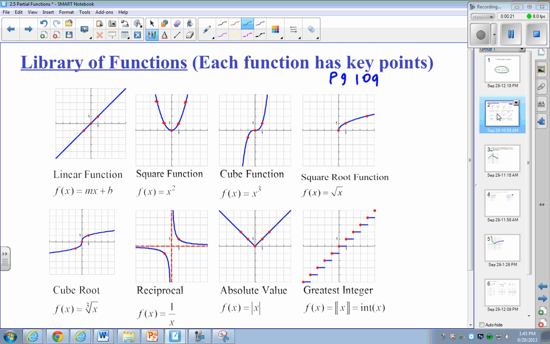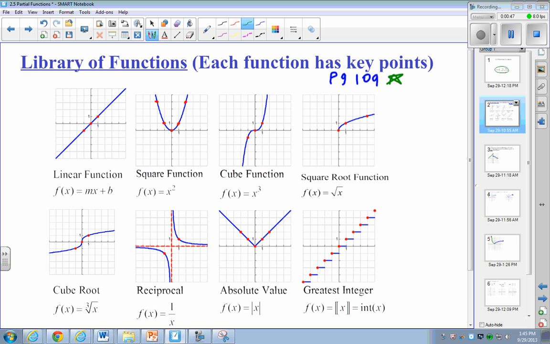First, let's talk about these different parent functions. These parent functions are pretty important to understand, and the reason why they look the way they do. If you go to your books on page 109, it'll give you a good understanding of why each looks the way it does. But anyways, these should be a fair reminder to all you guys.